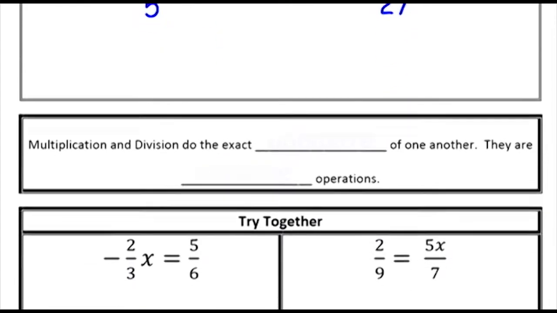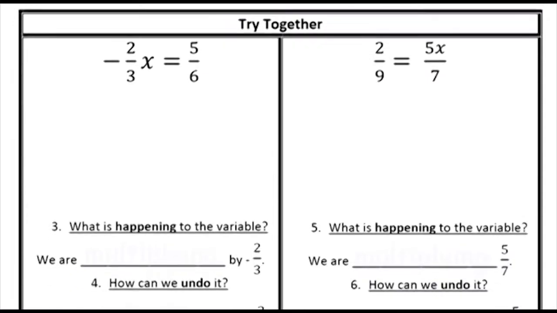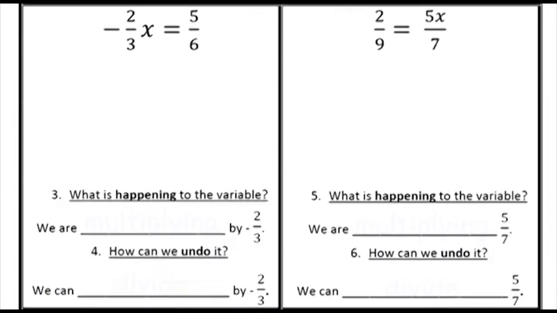Multiplication and division do the exact opposite of one another. They are inverse operations. So if the answer to the first question, what's happening to my variable, is multiplication, the answer to my second question, how do I undo it, is division. Let's look at a couple of equations. What is happening to my variable? Always ask that question. We are multiplying. So to undo it, we divide.